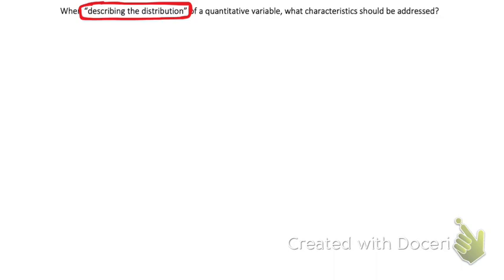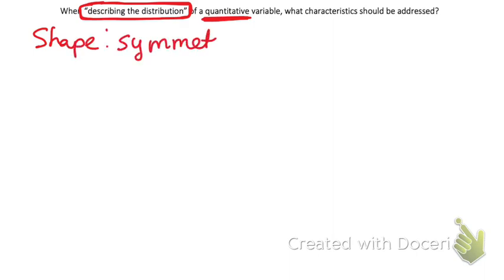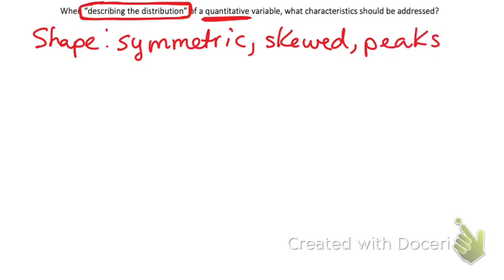When we are asked to describe the distribution of quantitative variables, we are going to talk about the shape. We want to notate if it is symmetric or skewed, and how many peaks it has, one or two peaks. We want to describe the shape by talking about those attributes. We also are going to want to talk about any outliers that are present.